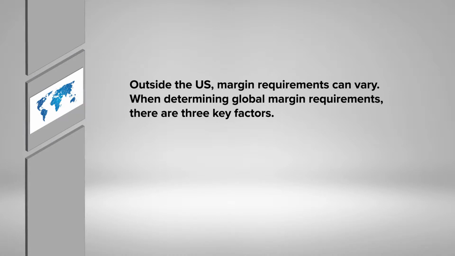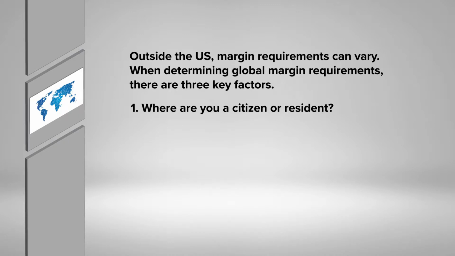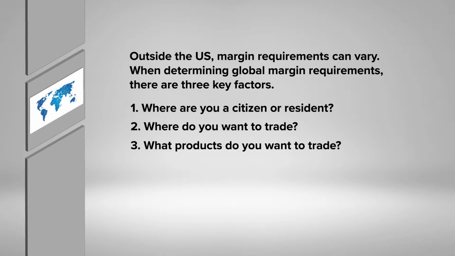When determining global margin requirements, there are 3 key factors. Number 1. Where are you a citizen or resident? Number 2. Where do you want to trade? Number 3. What products do you want to trade? IB will consider these factors to determine which regulations apply in calculating the margin requirement for your account.